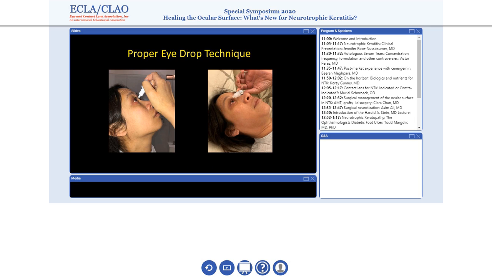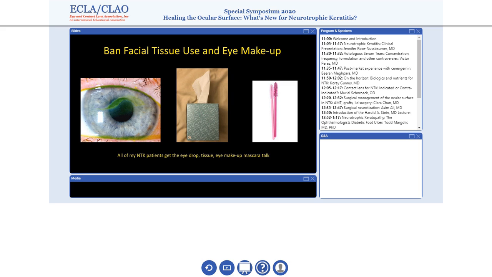People talk about proper eye drop technique, like over on the left here. I teach my patients a different way. I have them lay down flat on their back. I have them put the bottle across the bridge of the nose, look up at the tip, and squeeze, and it falls in, and they avoid trauma as much as possible. They still probably do things that we're unaware of.